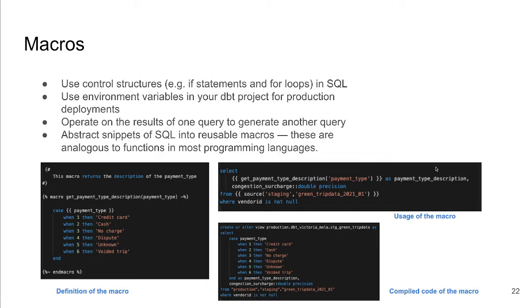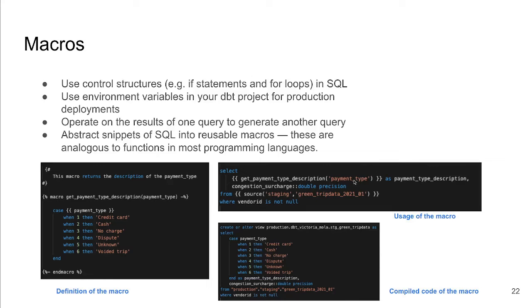This is how we're going to use the macro. Imagine this is our model, and here in between curly brackets, the same way that we did with the ref, with the source, with the config, we call the name of the macro and send the parameter. Note that here payment type and payment type is the same, but this could have been anything different, and it would just translate the case. This is how it's going to compile the code of the macro. Where I had the macro call, now I have a case statement, and where I had the variable, now I have the payment type that I pass on when I call the macro.